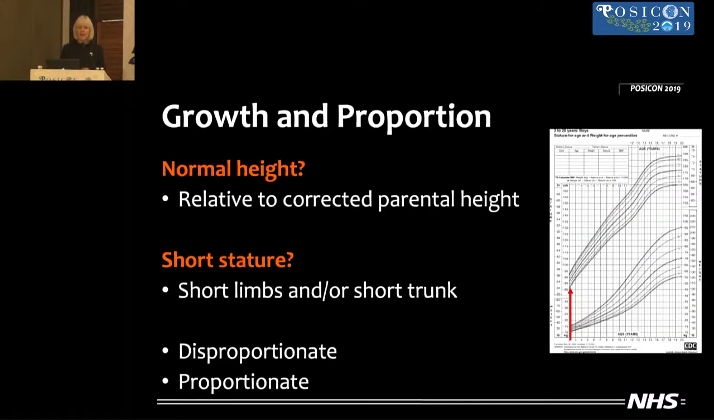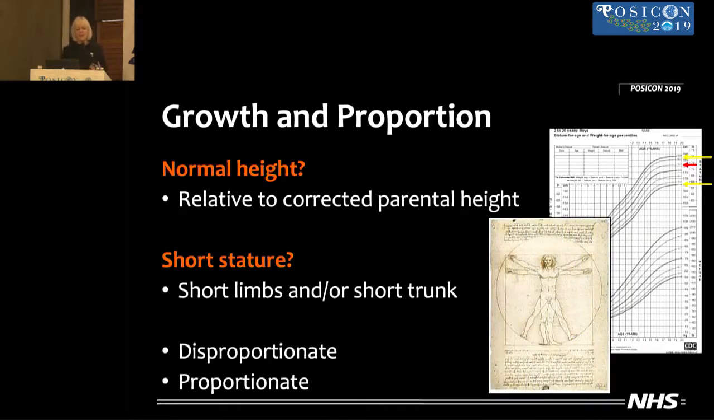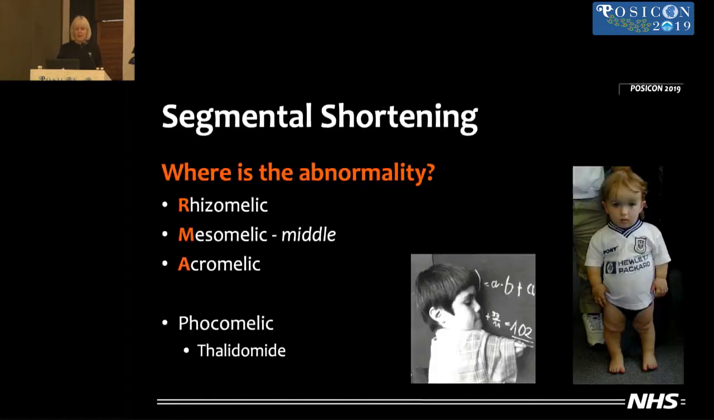We have to know about height, and we have to know the importance of your child's height relative to the parental height and relative to their parental height corrected for the influence of their sex hormones. You have to think about short stature, whether it's short limbs and short trunks, proportionate or disproportionate. You want to start looking at your child and trying to work out where the primary abnormality is clinically. Is it in the upper arm, the middle of the arm, or the distal arm?